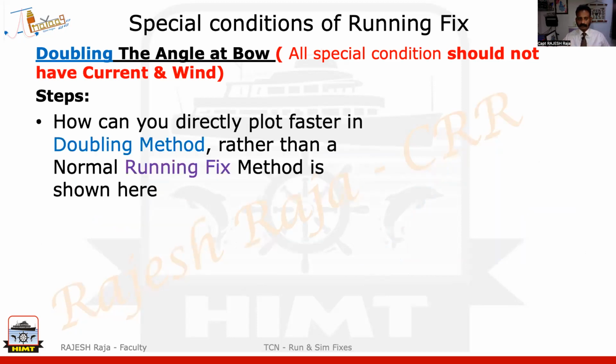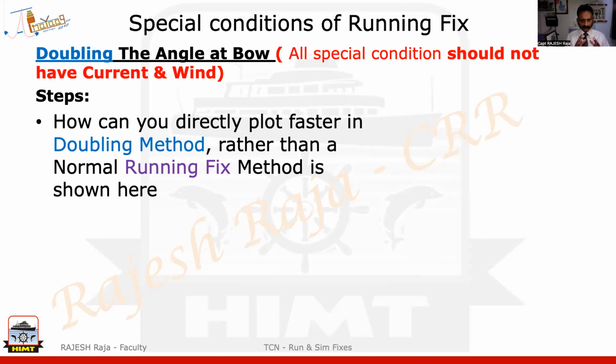So let us quickly have a look at how I can use this method in a slightly easier way and plot faster than the running fix method. Let us go on the same question. The question was given to you as 090, 12 knots is your course and speed, and at 8 o'clock 045, at 9 o'clock 000. That was the bearing given to you.